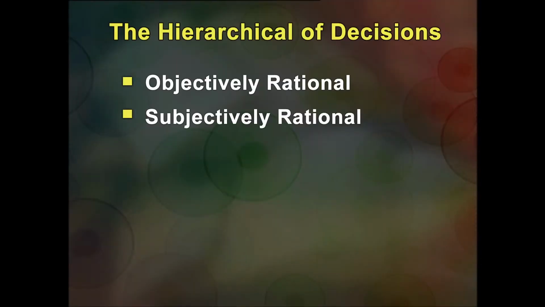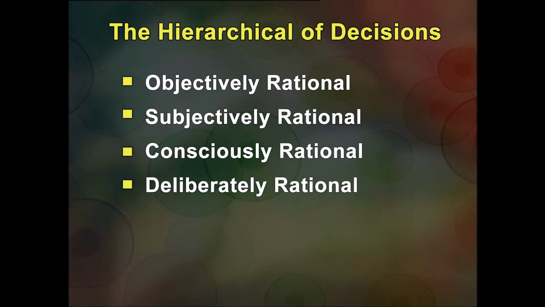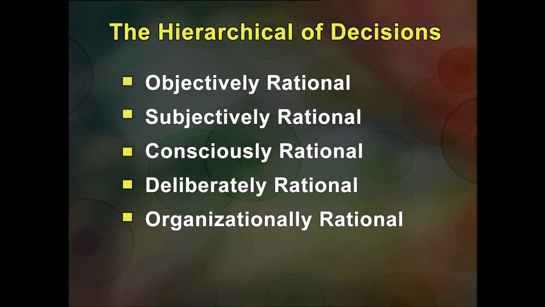How are you coming to a decision? He talks about six different types of rationalities: one is objectively rational, second subjectively rational, third consciously rational, fourth deliberatively rational, fifth organizationally rational, sixth personally rational. All these six types of rationalities are going to shape the choice in front of us. A person is taking a decision, making a choice. This choice is controlled by these six types of rationalities.